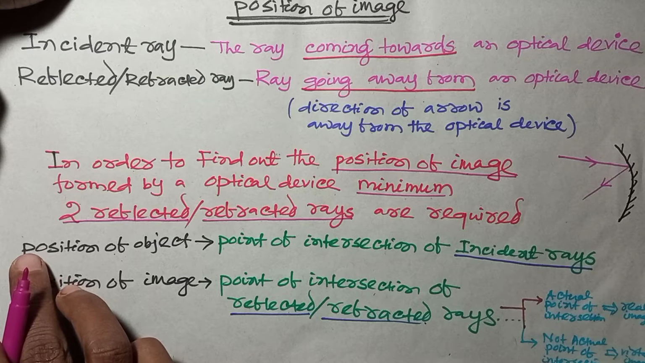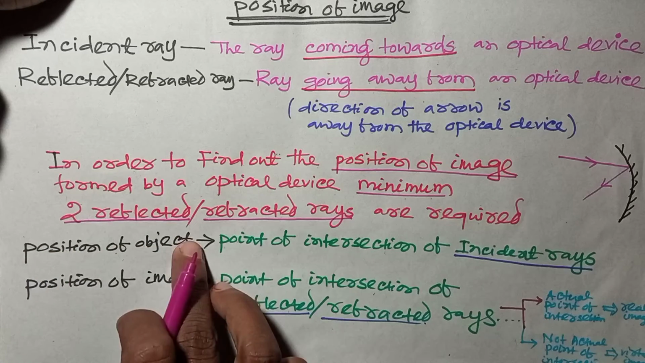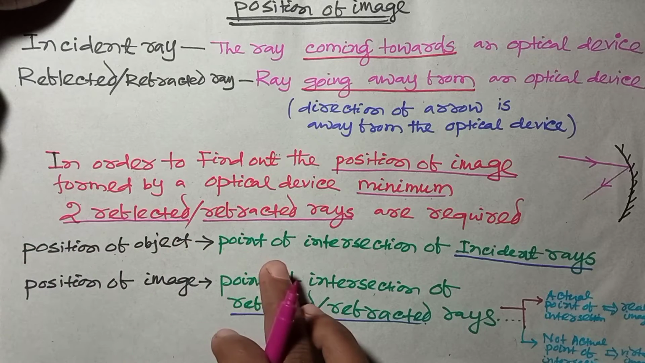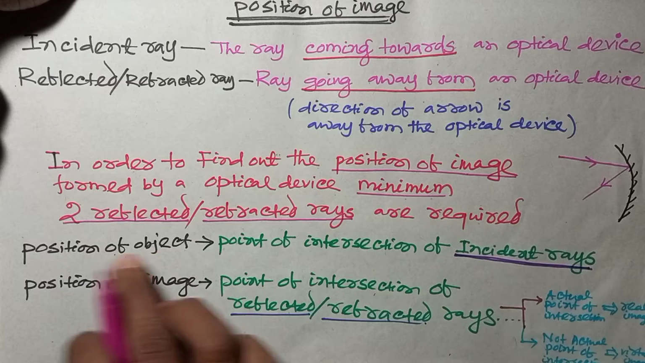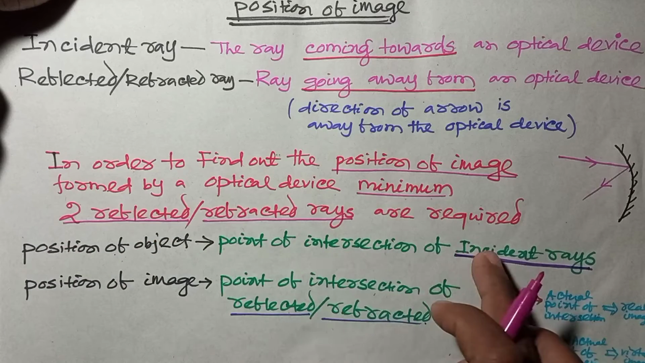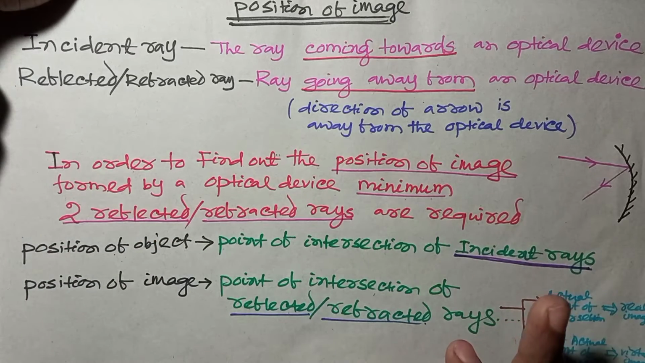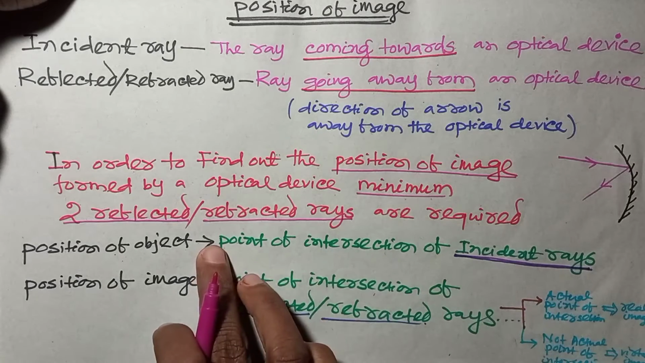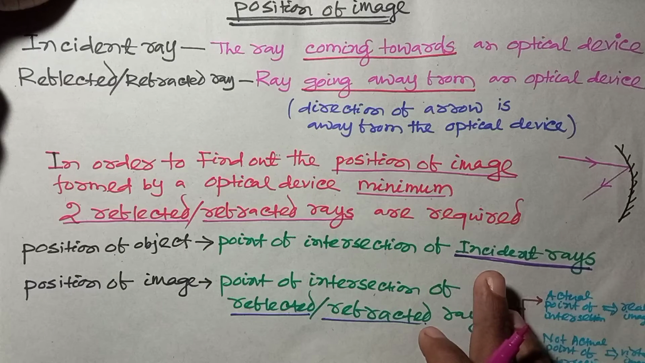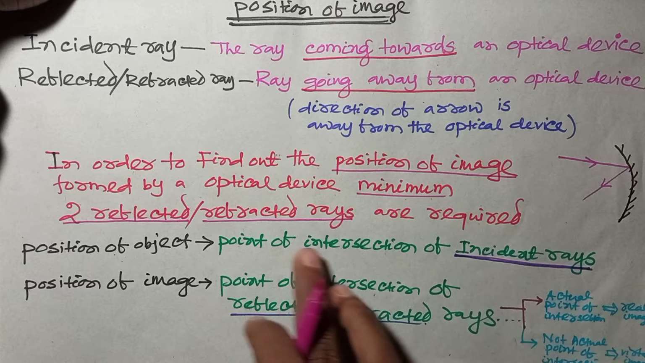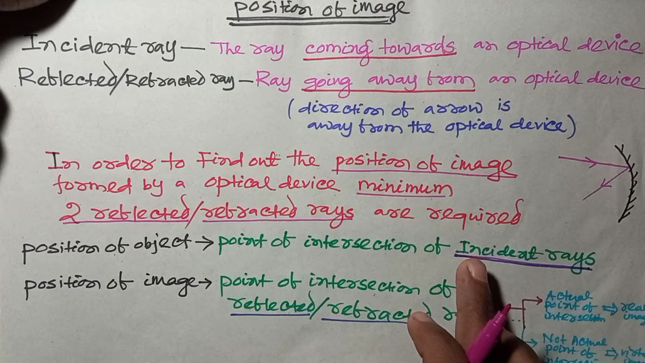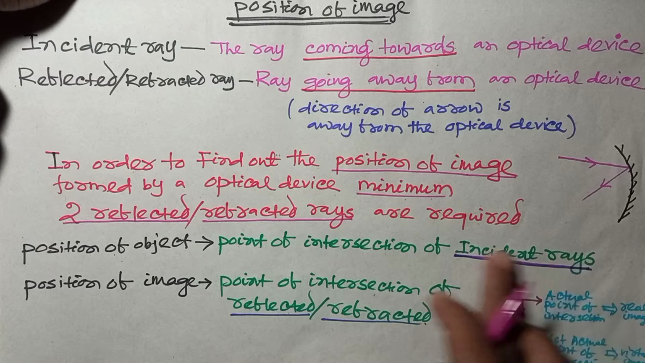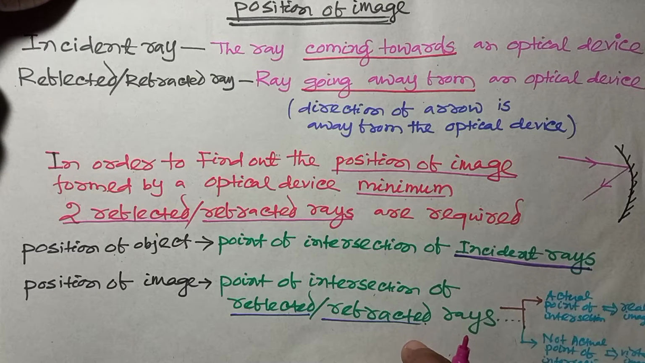So what is the position of the object? The position of the object is nothing but the point of intersection of incident rays. This point of intersection may be real or virtual. If the incident rays actually intersect, then the object will be your real object. If the incident rays do not actually intersect, then the object will be your virtual object.